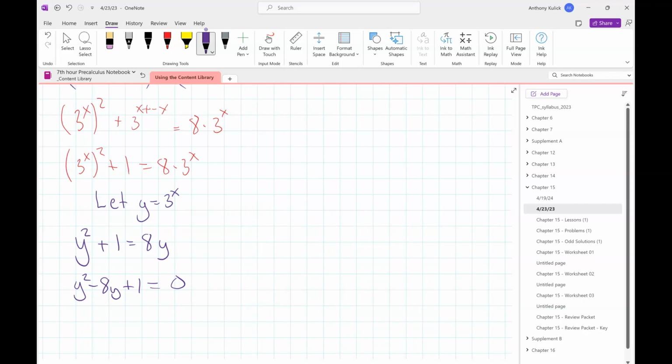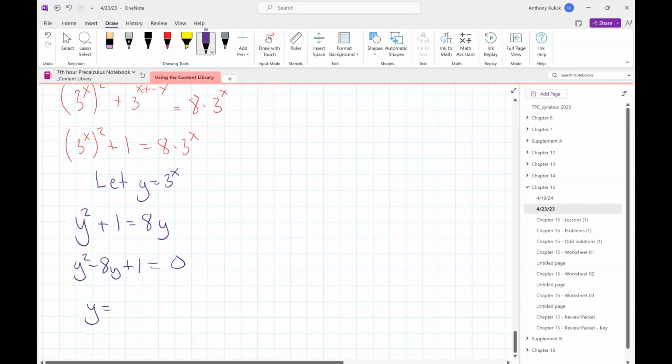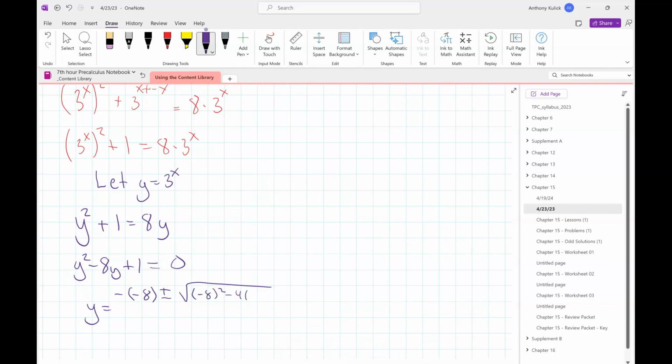Well, there's not two things that multiply to give me 1 and add to give me negative 8. So quadratic formula it is. So negative b plus or minus the square root of b squared minus 4ac all over 2 times a. So that comes out to be 8 plus or minus, that's the 64 minus 4 is 60, over 2.